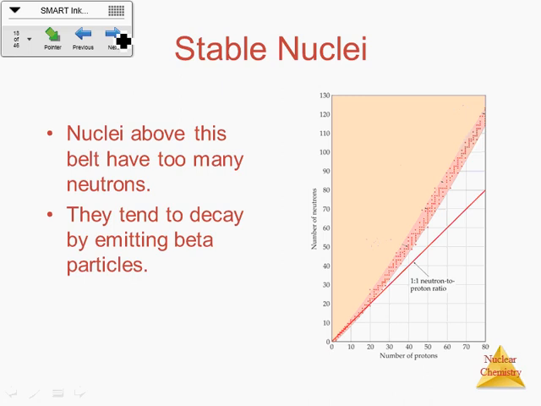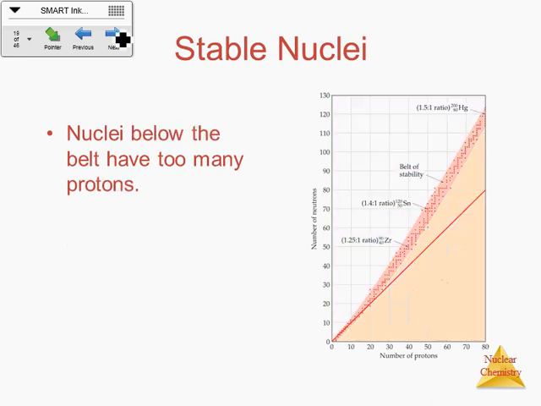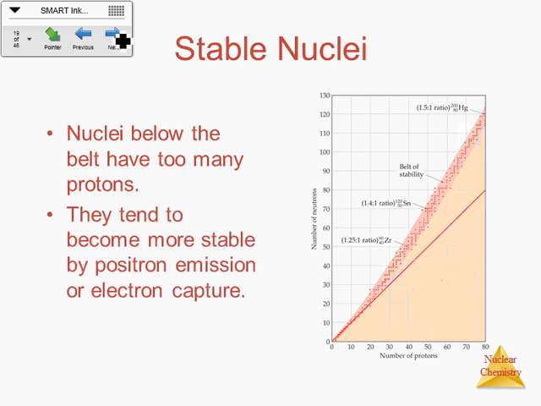These nuclei are always trying to get stable. Now below the belt, you're going to have too many protons, so not enough neutrons. Those would tend to decay by positron emission or electron capture, because both of those actually convert protons into neutrons, and that would help to stabilize the nucleus.